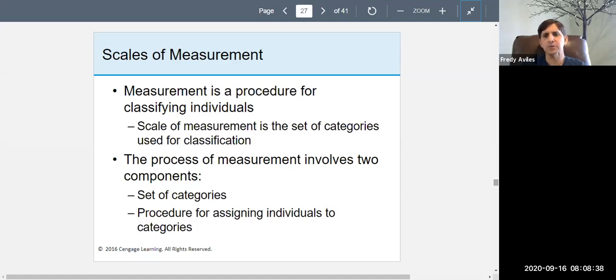And you need to determine the procedure for assigning individuals to those categories. So who gets a 1? Who gets a 2? How is that decided? Do they decide themselves? You know, who is middle class, upper class, whatever it is. What is the procedure for assigning these individuals? So we'll talk about those things.